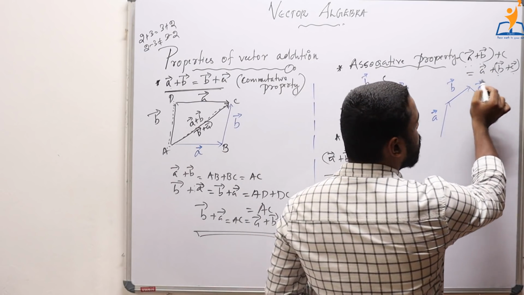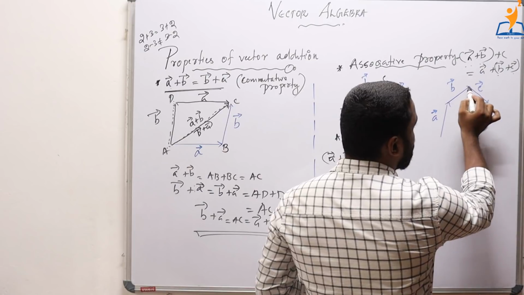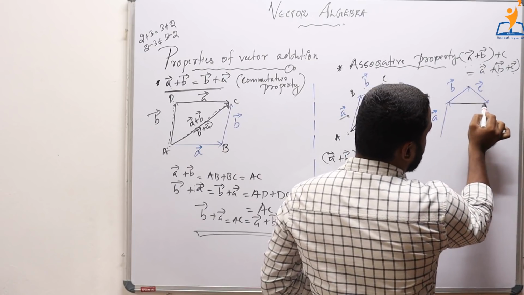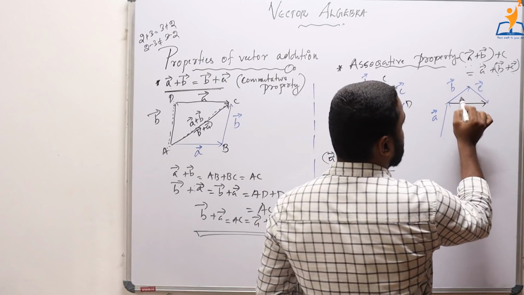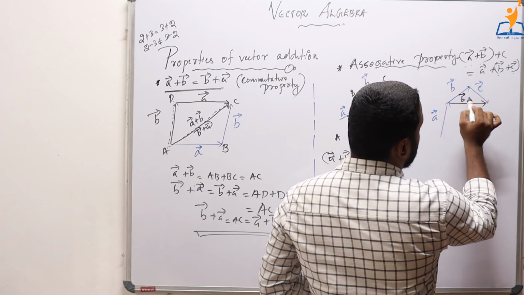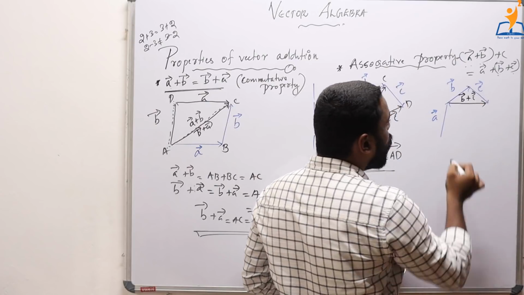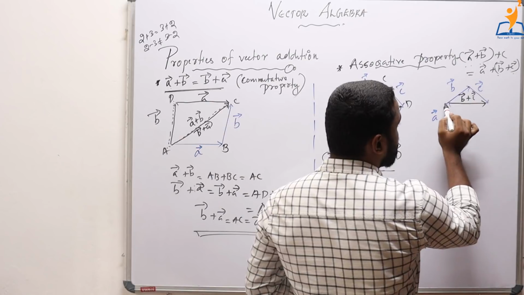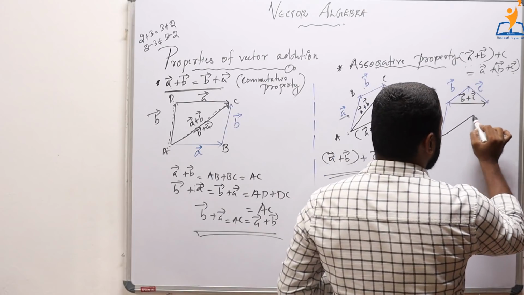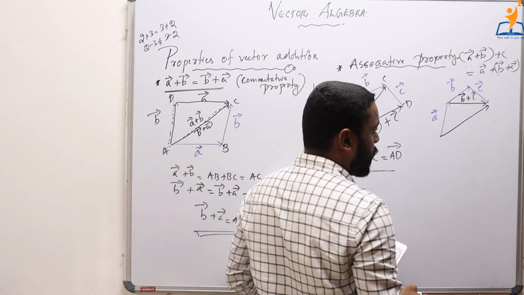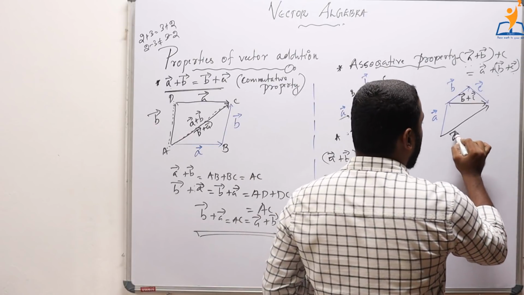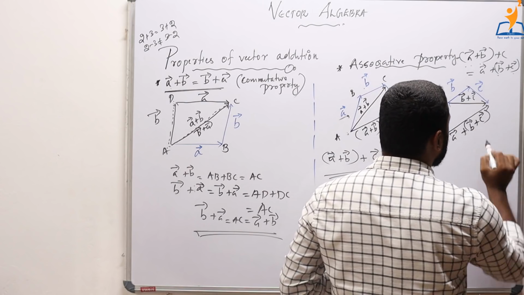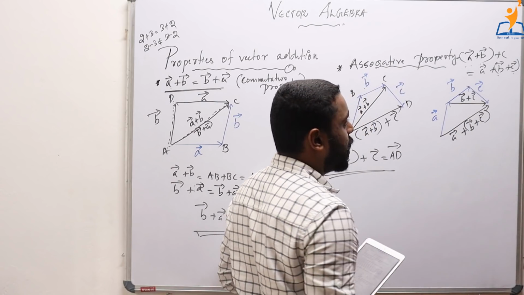So now vector B plus vector C, considering these two as the sides of a triangle, this will be the resultant vector. This is nothing but vector B plus vector C. Now considering adding vector A to it, we can consider this and this as the sides of the triangle. So the resultant vector will be this, and this is nothing but vector A plus vector B plus vector C. So we got this as the end result here.